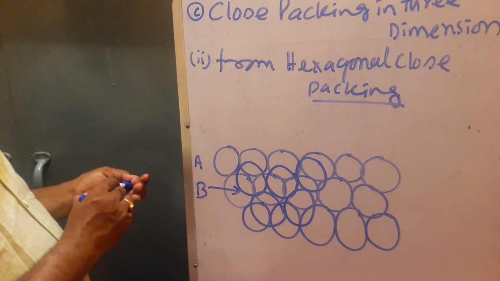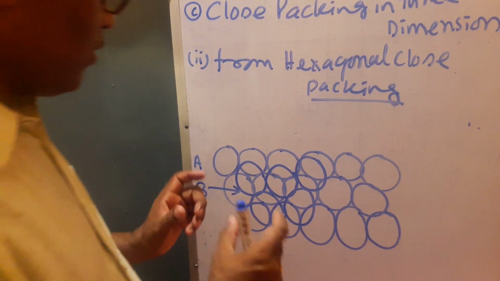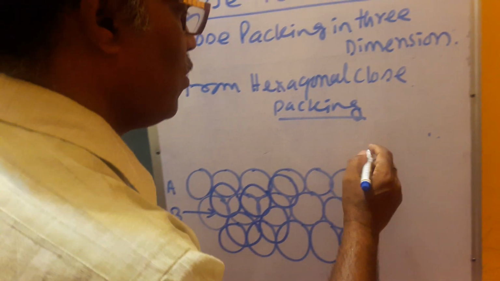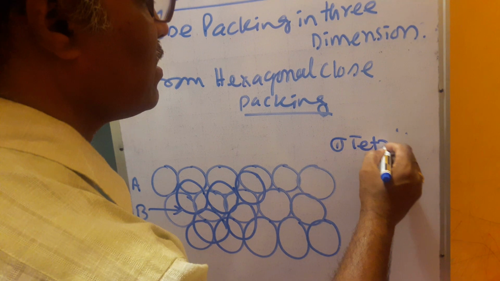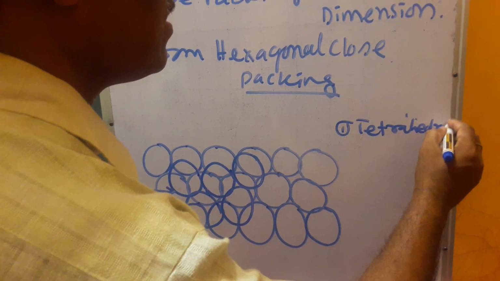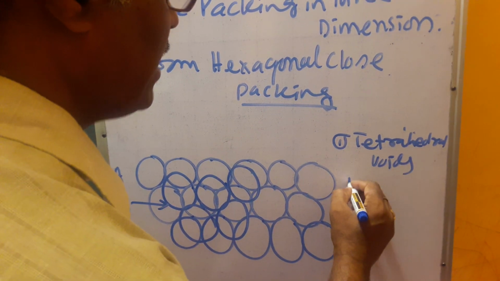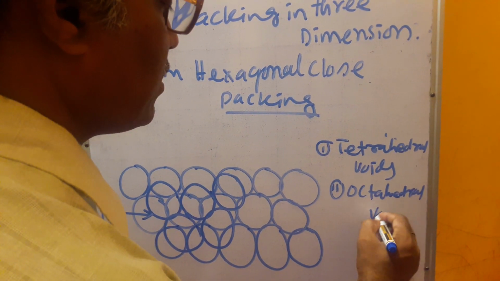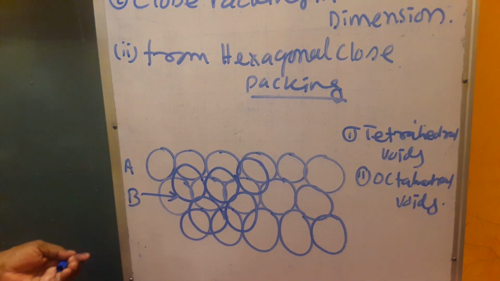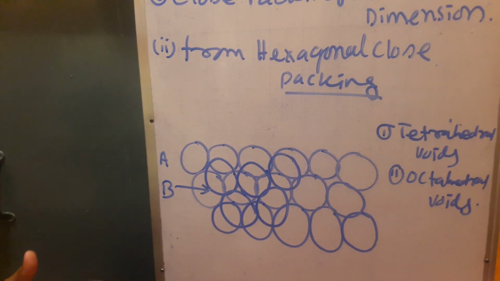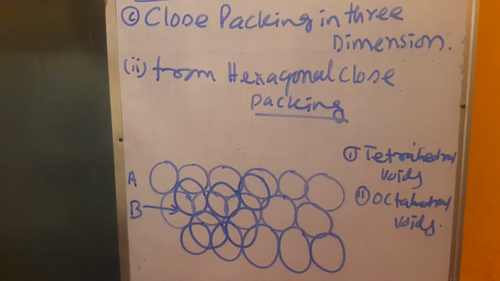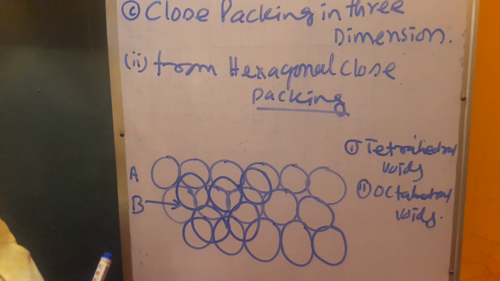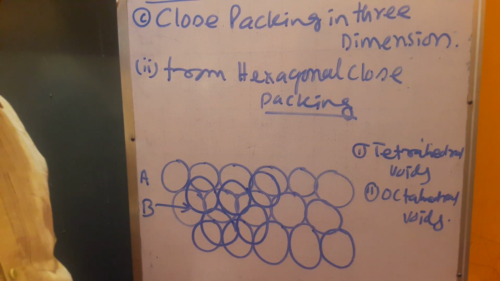Okay, and in forming the third layer, we should see that different types of voids are there. The voids created are, one is called tetrahedral voids, and the second is called octahedral voids. Two types of voids have been created in 3 dimensions. Now let us see the tetrahedral and octahedral voids first from the models. Then we will go on discussing hexagonal closed packing.